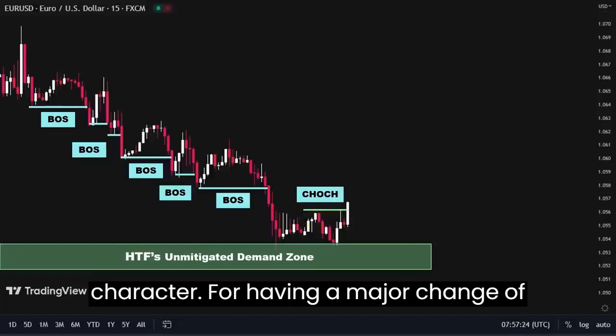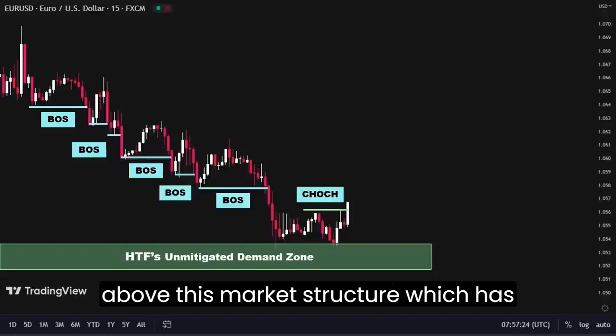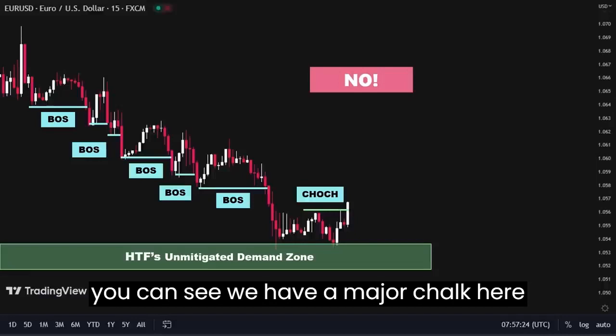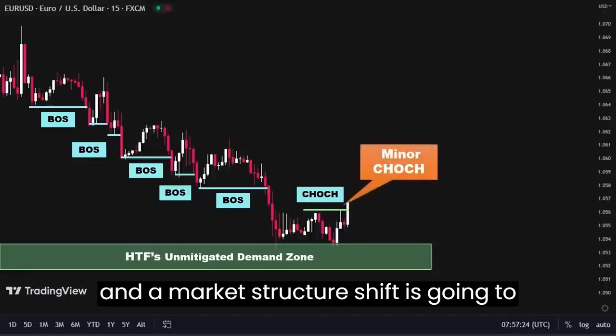For having a major change of character, price must break and close above this market structure, which has created a bearish BOS. So traders, as you can see, we have a major CHoCH here that indicates the downtrend is over and a market structure shift is going to happen.